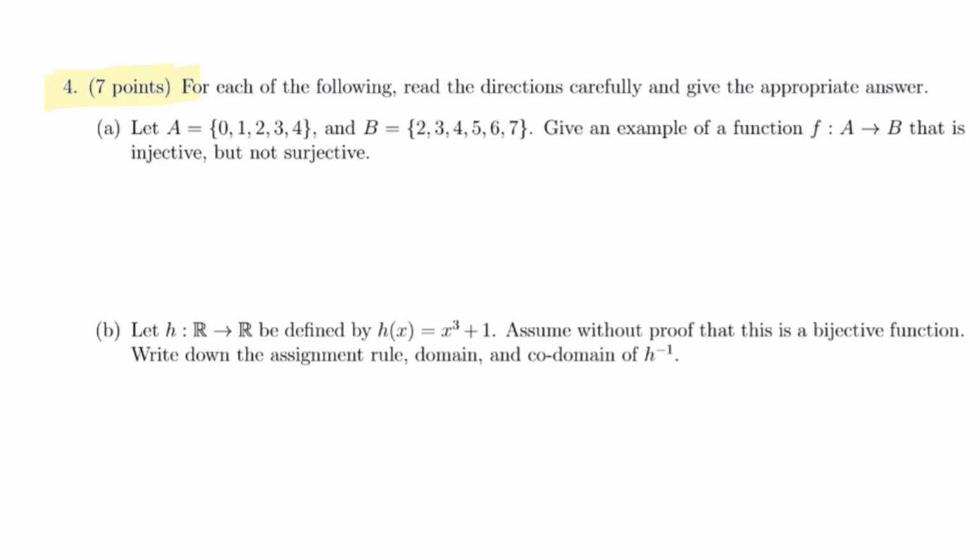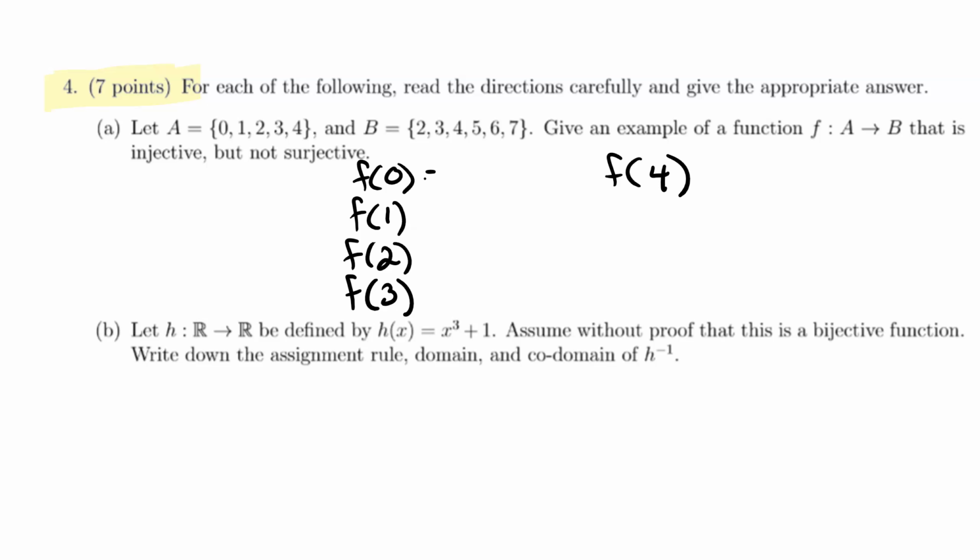So let's go here. Give an example of a function that is injective but not surjective. Okay. Injective means that none of them are going to repeat. So this is something fun. You don't have to actually define something as a formula. You could just do this. You could send 0 to 5 and 1 to 6 and 2 to 7 and 3 to 3, I don't know, and 4 to 4, sure. Well, this is injective and it's not surjective because it never hits 2.